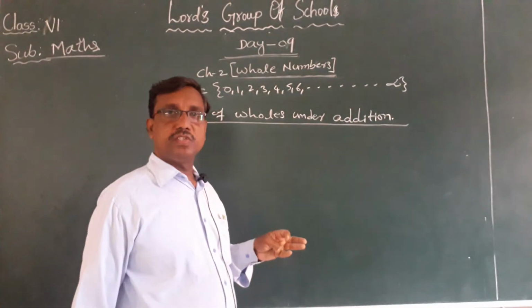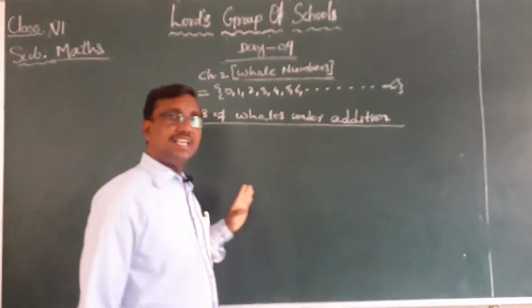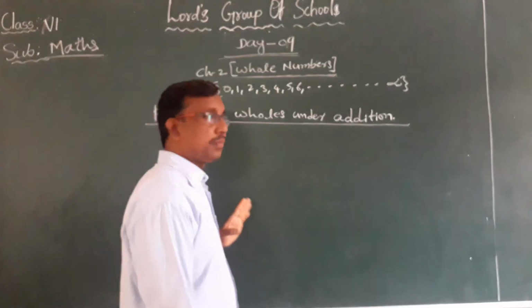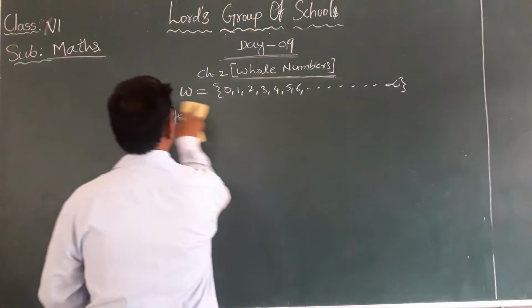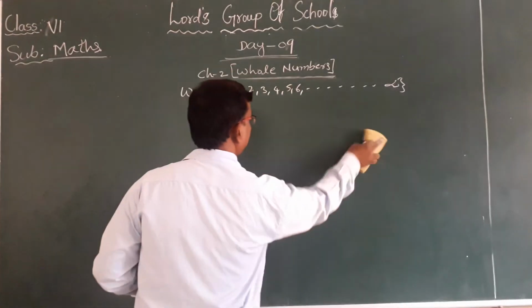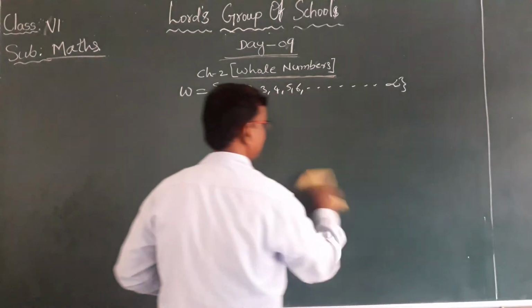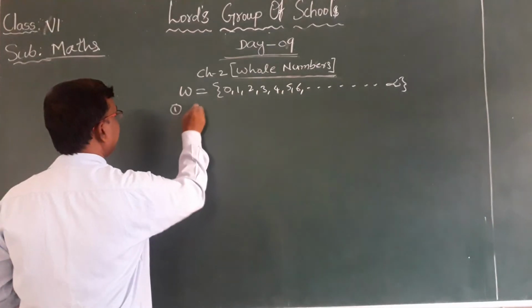Now, till now closure, commutative, associative, identity under addition we have learned. Similarly, we can have some properties under multiplication also on the whole numbers. The same properties we will learn under multiplication. What is the first property we learn under addition? That is closure property.